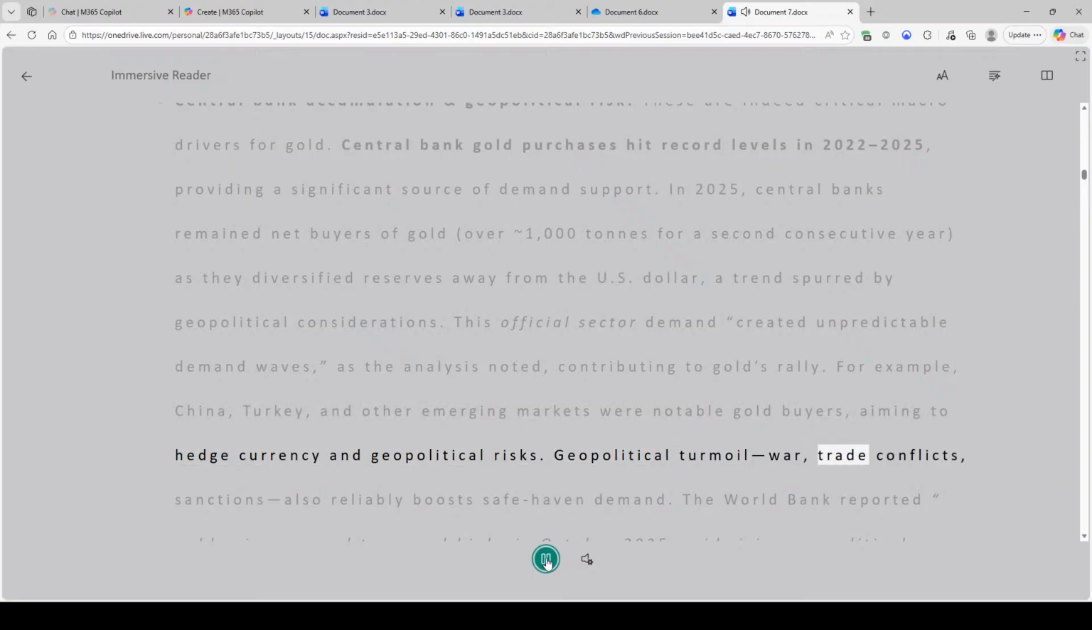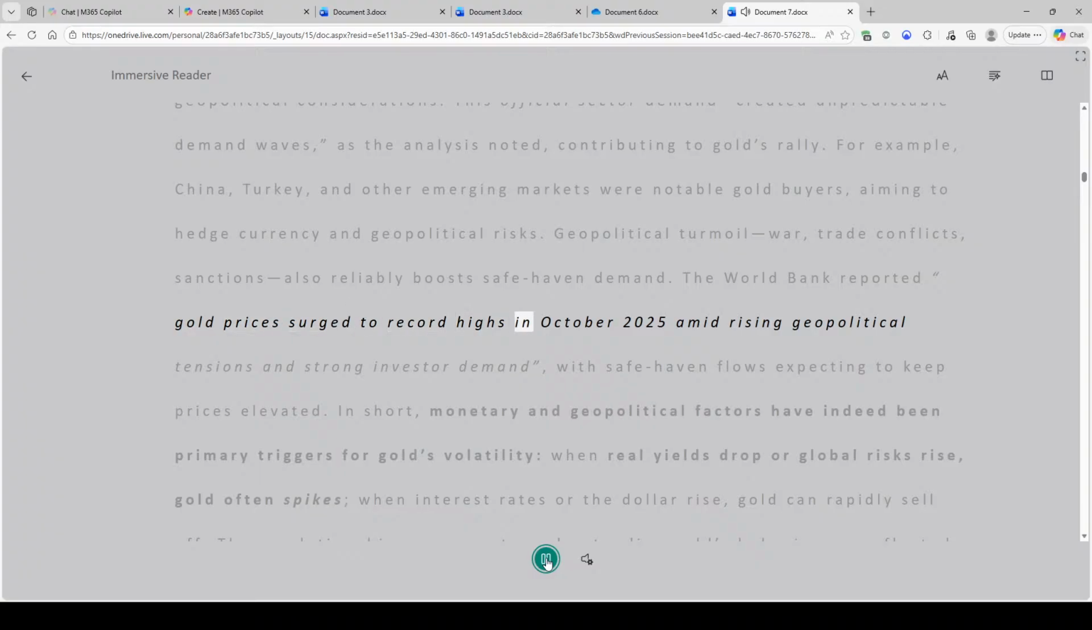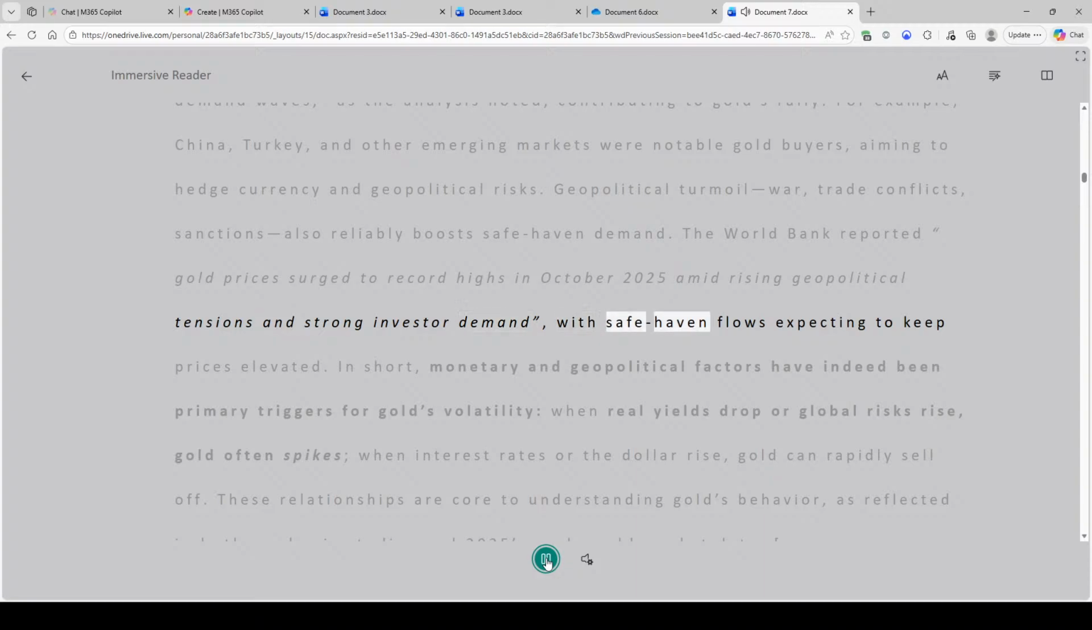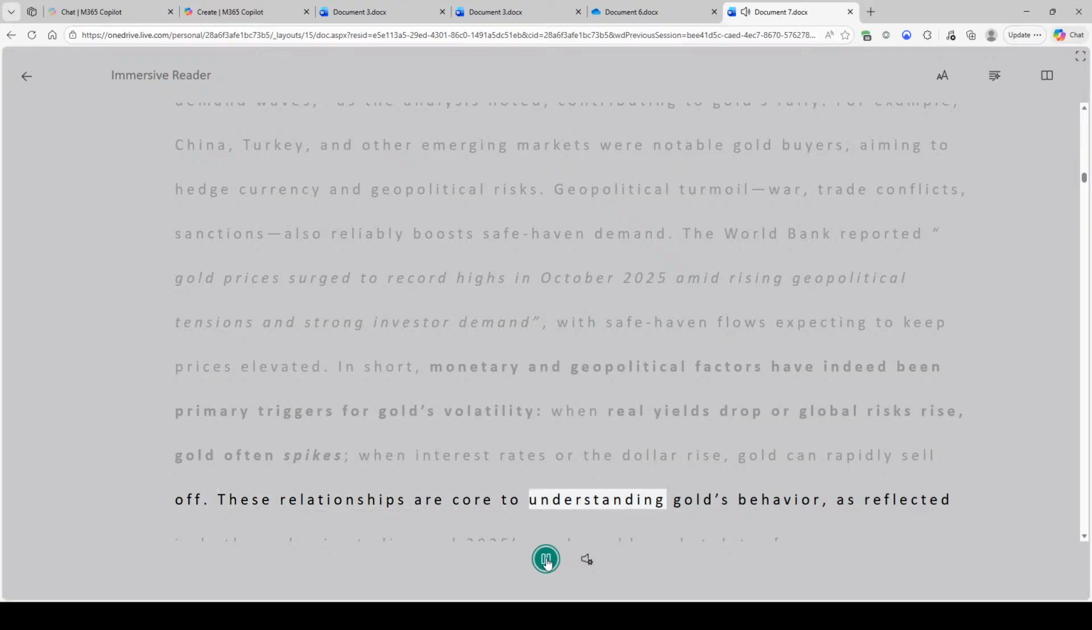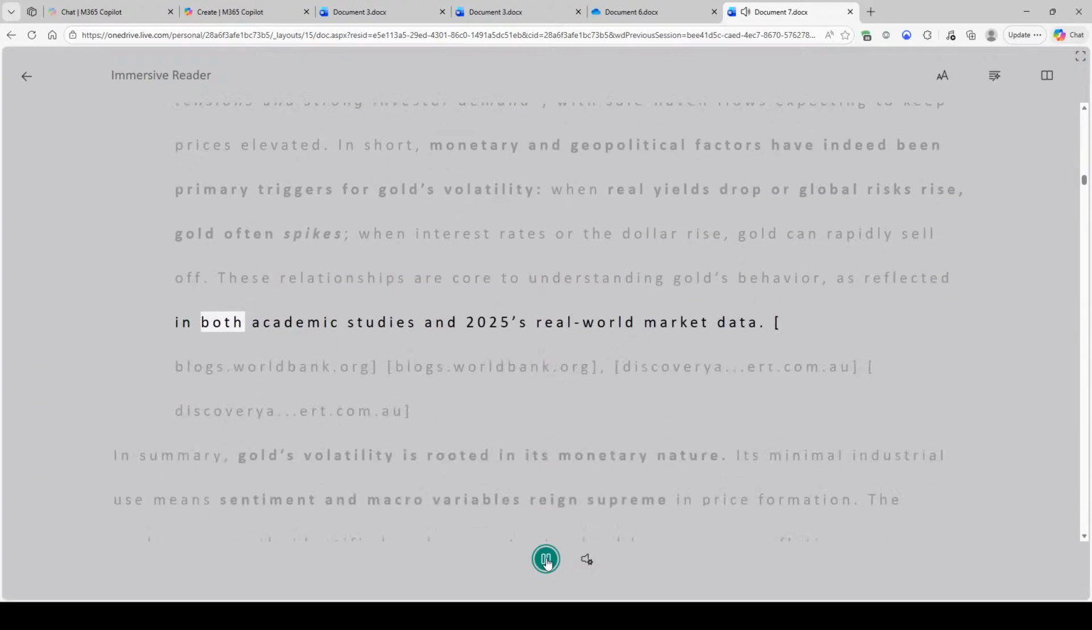Geopolitical turmoil, war, trade conflicts, sanctions also reliably boost safe haven demand. The World Bank reported gold prices surged to record highs in October 2025 amid rising geopolitical tensions and strong investor demand, with safe haven flows expected to keep prices elevated. In short, monetary and geopolitical factors have indeed been primary triggers for gold's volatility. When real yields drop or global risks rise, gold often spikes. When interest rates or the dollar rise, gold can rapidly sell off. These relationships are core to understanding gold's behavior, as reflected in both academic studies and 2025's real-world market data.